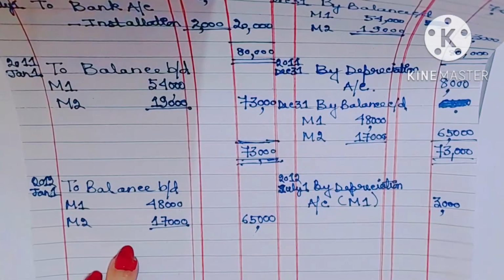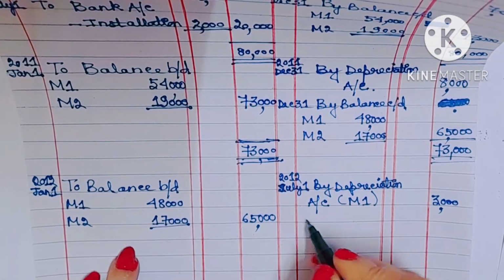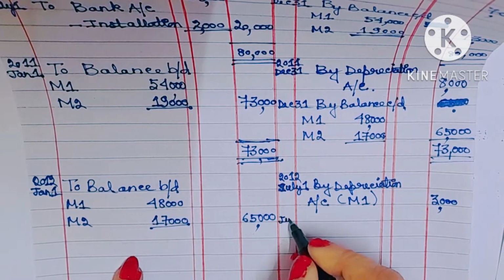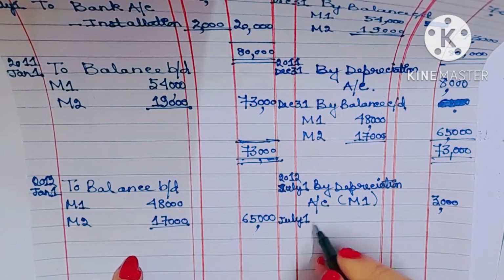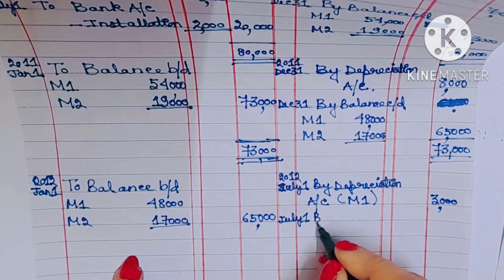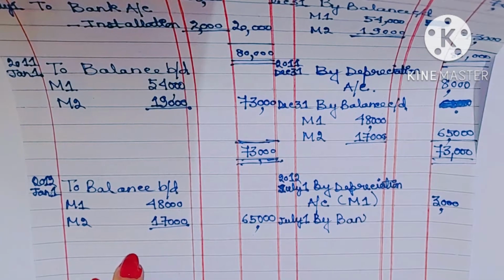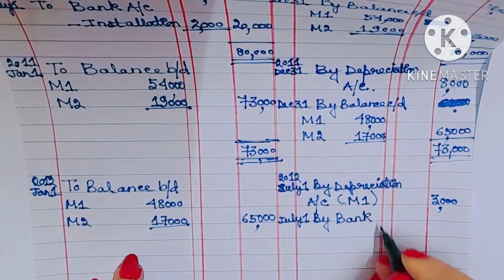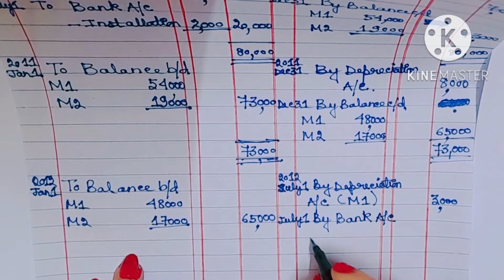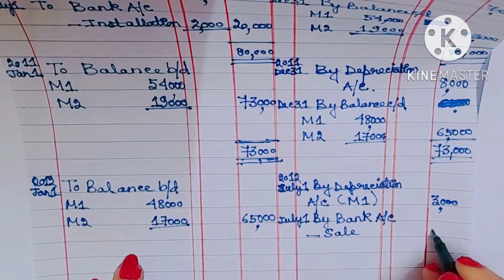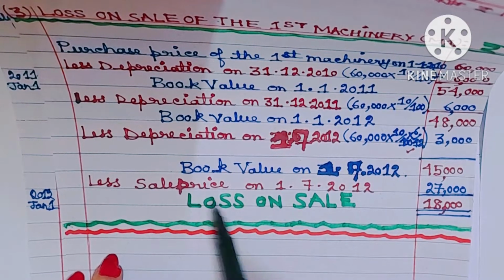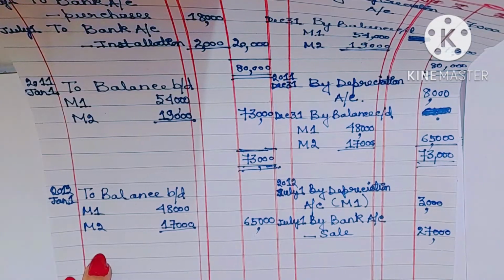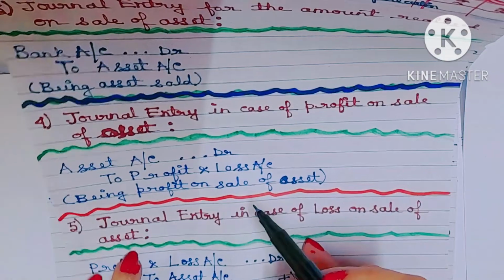Now we have to write July 1st, the first machinery was sold, by bank account, sale. How much? 27,000. See, less sale price on 1st July 2012, 27,000. Understood? And what is the loss on sale? 18,000. When we sell machinery, what is the journal entry?